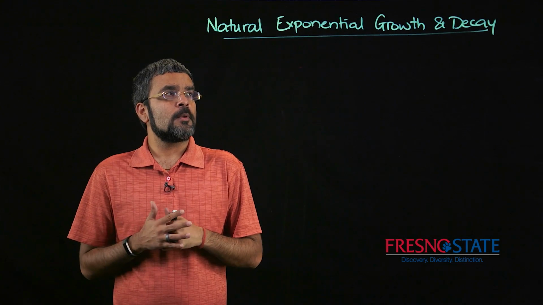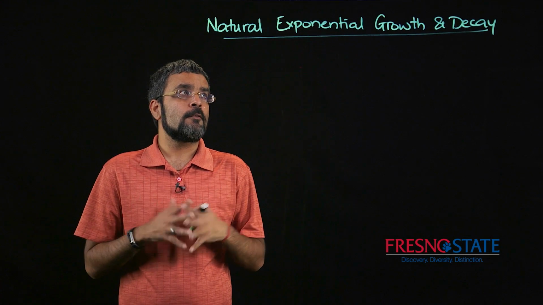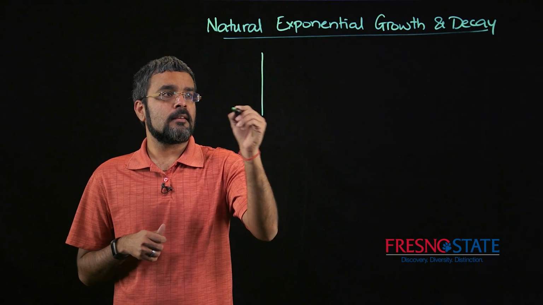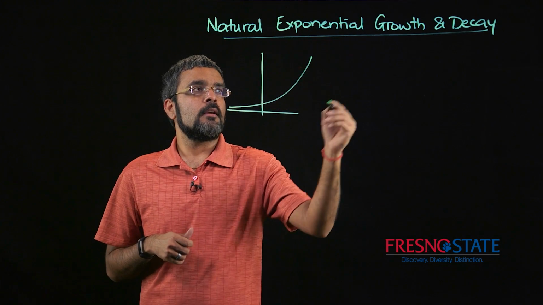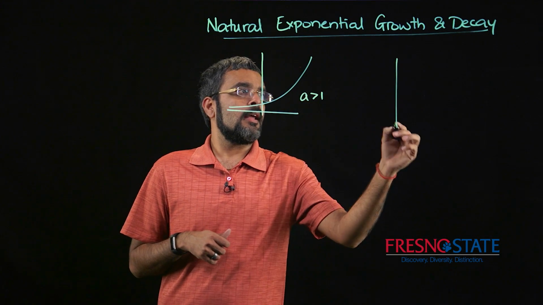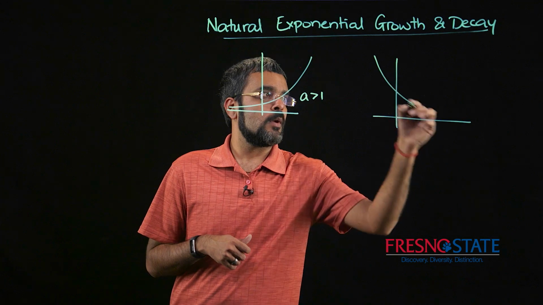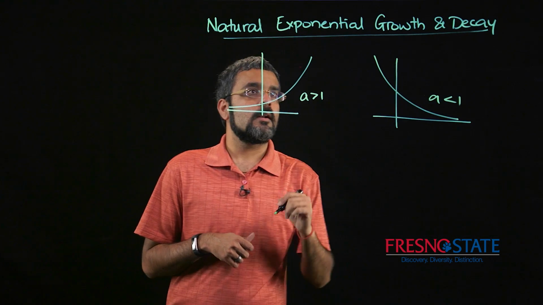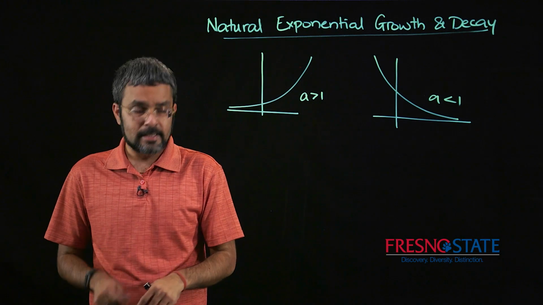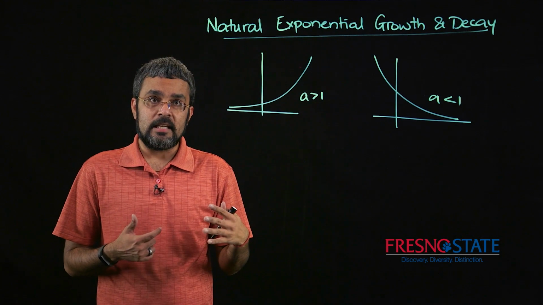So we're going to look at natural exponential growth and decay. It's not any different from exponential growth and decay. If you remember, exponential growth kind of went this way, where a was greater than 1, and then decay went sort of this way, where a was less than 1. So the natural exponential growth and decay is going to work pretty much in the same way, except my base here is going to be e, right?